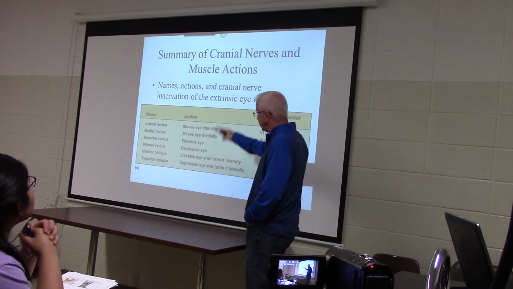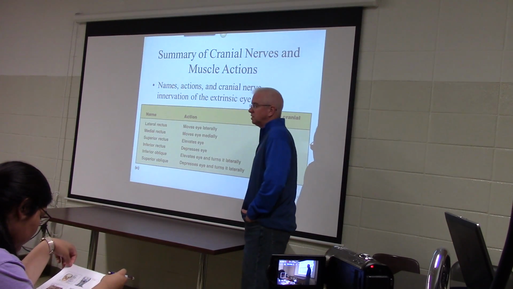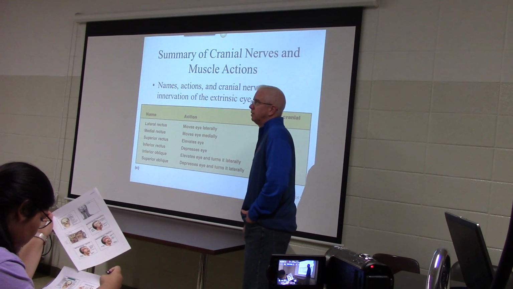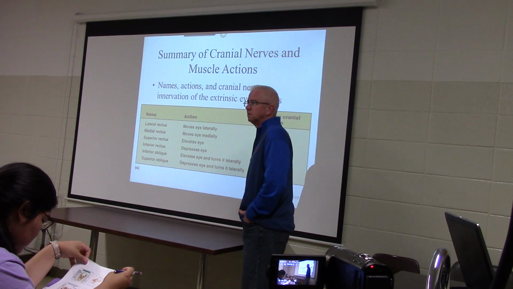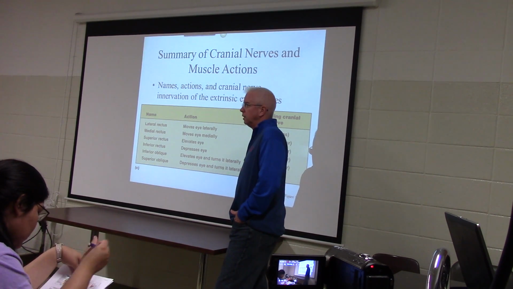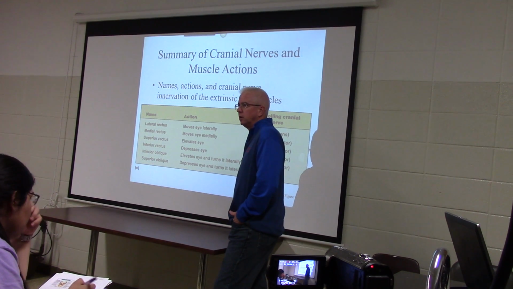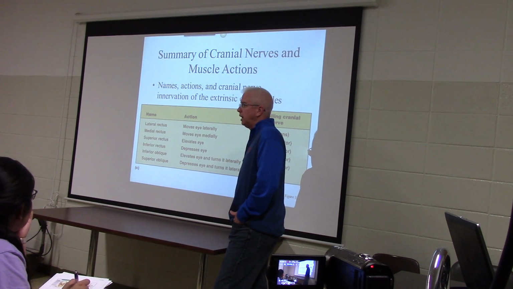Okay, so this picture has a lot of information on it, right? But all of the information on this picture is tied up in the acronym, or whatever that thing is called, that I taught you: LR6SO4/3. The abducens controls the lateral rectus. So an injury to the sixth cranial nerve would make it difficult to move the eye laterally.